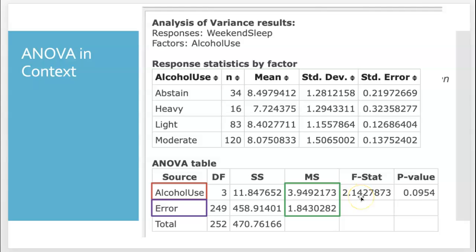Right away we can't compare these because they're like apples to oranges. So we get them on the same scale by dividing by their respective degrees of freedom, and now we can compare them. So when we divide the mean sum of squares for alcohol use by the mean sum of squares for the error, or between and within, we get this F statistic here.